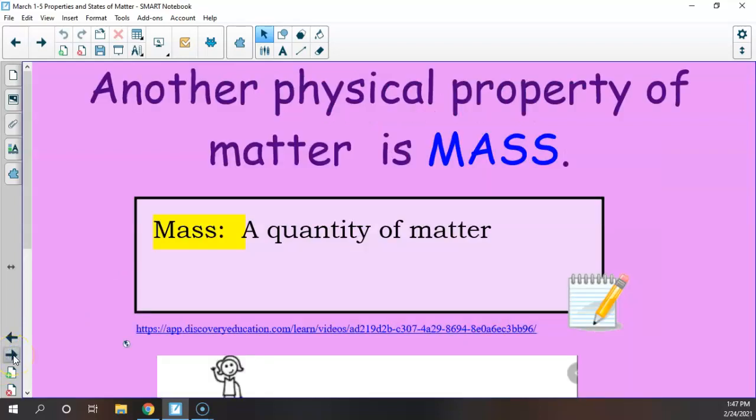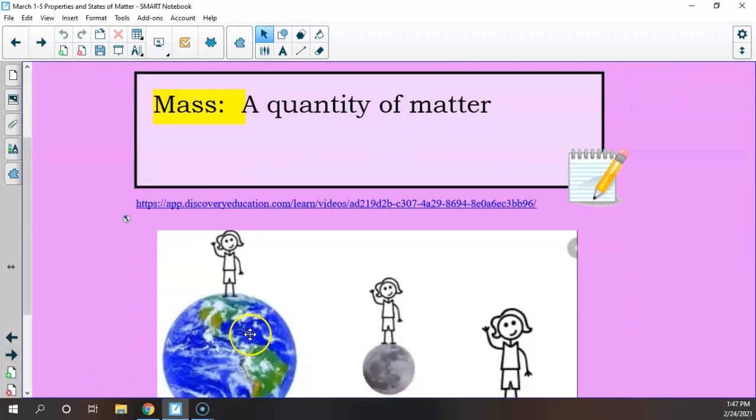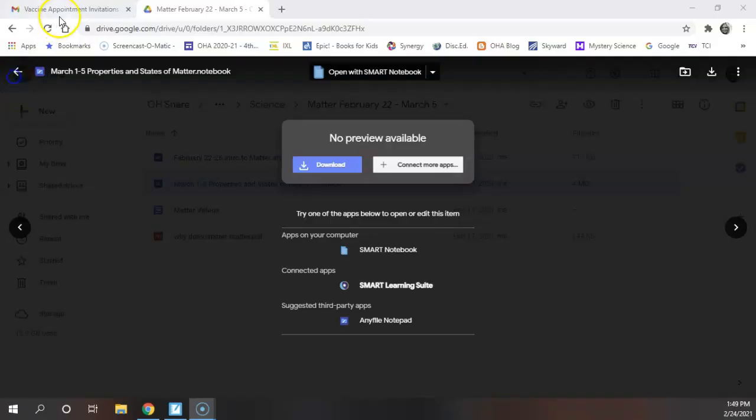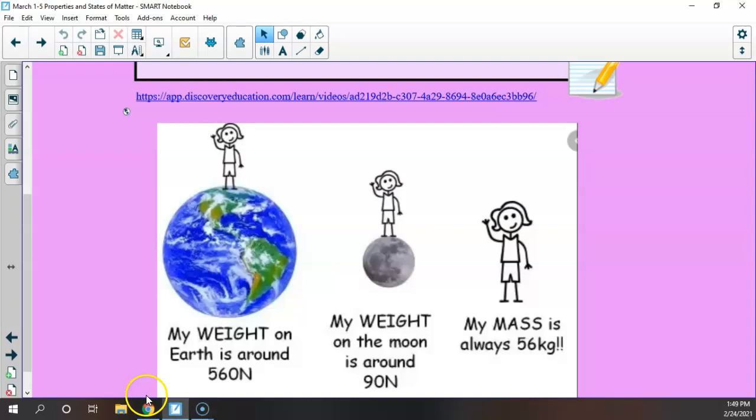All right, so another physical property of matter is mass. Mass is a quantity of matter. One thing we have to be careful of when we talk about mass is that mass and weight are similar, but they are not the same.